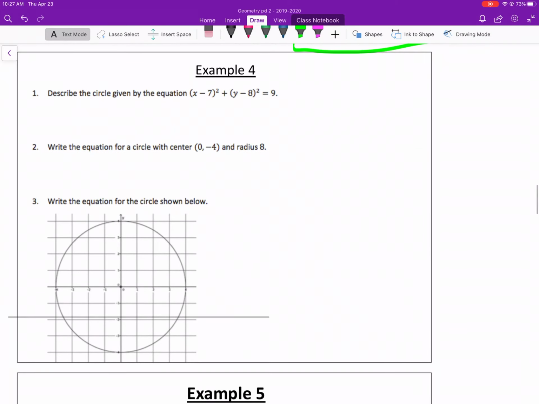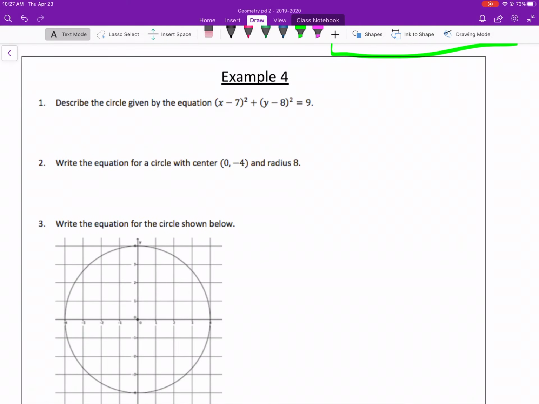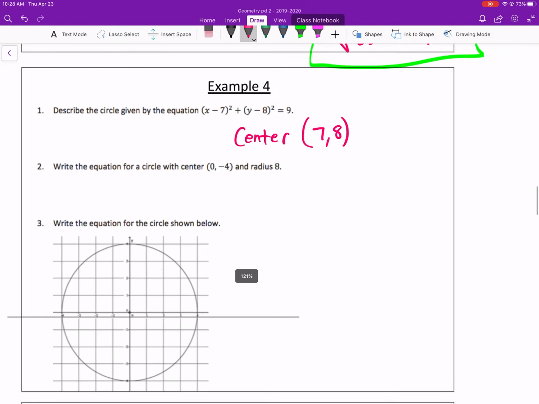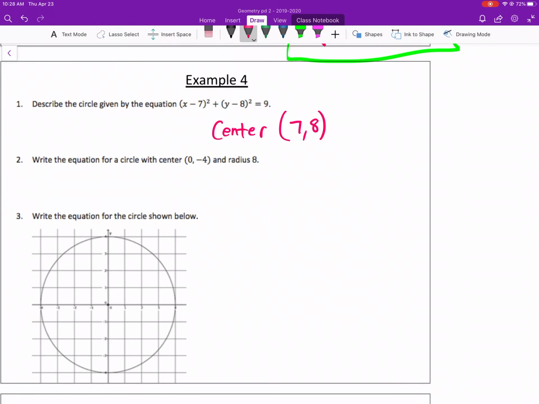All right, so describe the circle given by the equation x minus 7 squared plus y minus 8 squared equal to 9. So describe it, we're just going to say the center and the radius. So our center, we just changed the signs. So our center would be (7, 8). And our radius, remember in the equation of the circle, they give you the radius squared, not the radius. So r squared would be equal to 9, square root both sides, and we get that our radius is equal to 3.